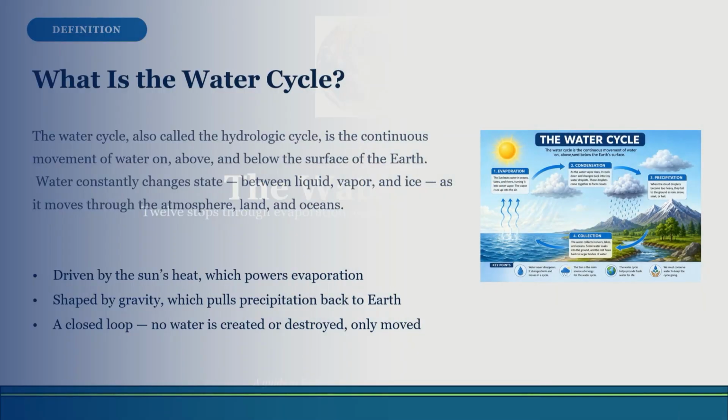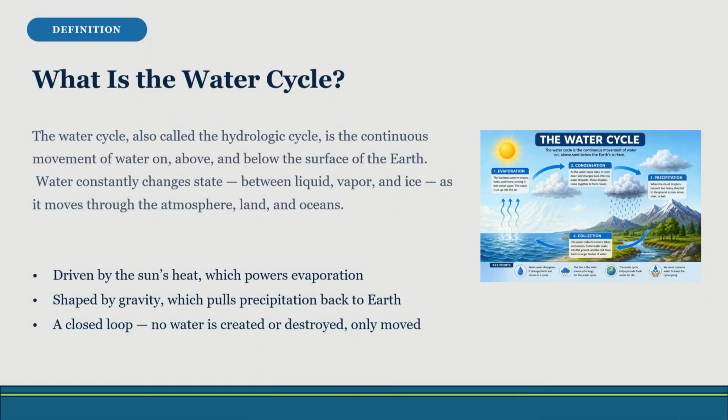So now, what do we mean by water cycle? The water cycle is also called the hydrologic cycle. It's the continuous movement of water on, above, and below the surface of the earth, and it changes constantly. As water in its liquid state changes to vapor, then after it changes to vapor, it changes to ice or into a condensed form or a cloudy form.